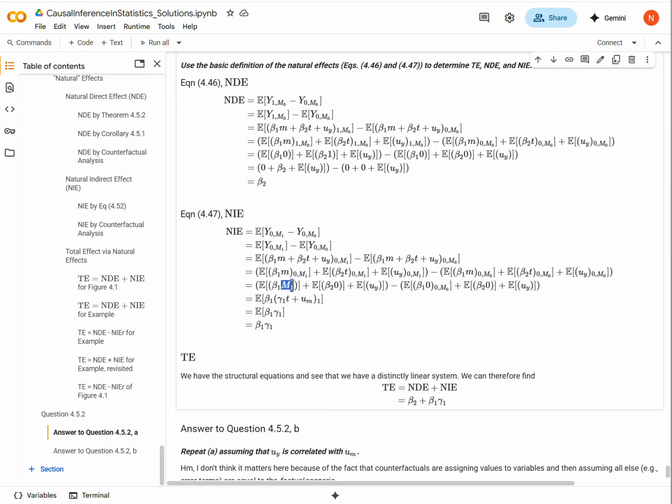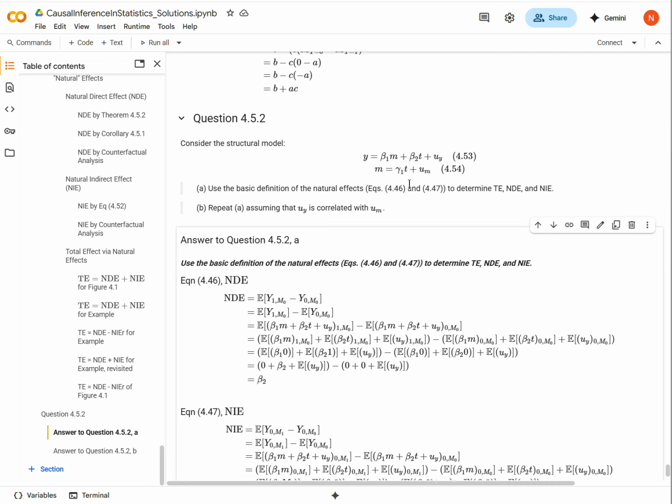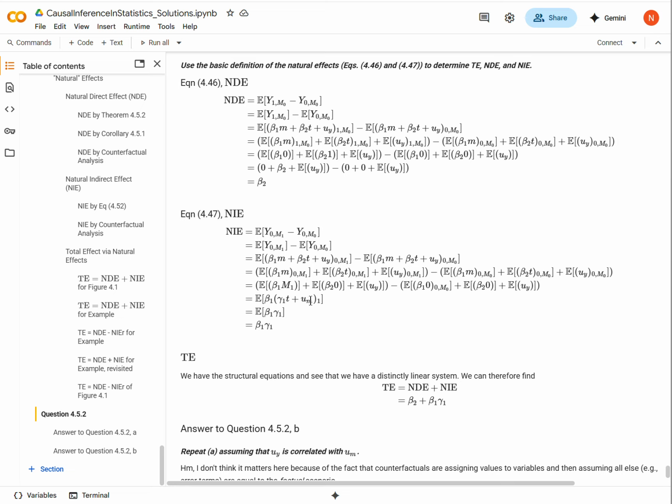Well, what is the value for the mediator when t equals 1, which is what that symbol right there represents? M when t equals 1. Okay, well, we can go back up here. If t equals 1, then we have 1 times gamma 1. And again, the error term is supposed to drop out under expectation. And so when t equals 1, m is gamma 1. Okay, so we put gamma 1 in there. So here's m1, and here's our expression for m1 under t equals 1, right? That's that counterfactual. So we push that through and we just get gamma 1.